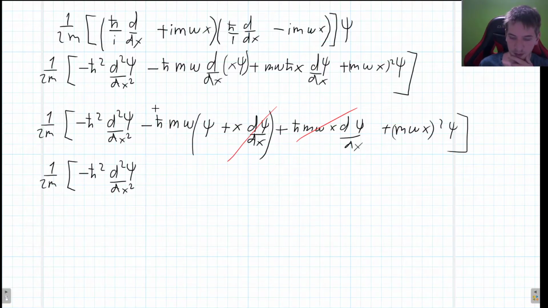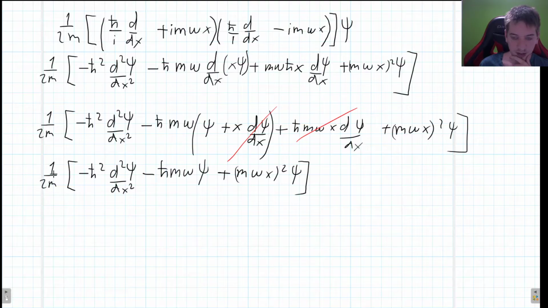Okay, but this term right here will still exist. It's just minus h bar times m times omega times psi. These two canceled each other. They are the same. You can just multiply this and check. It's immediate. And then we have this last term, which is just m omega x squared times psi.